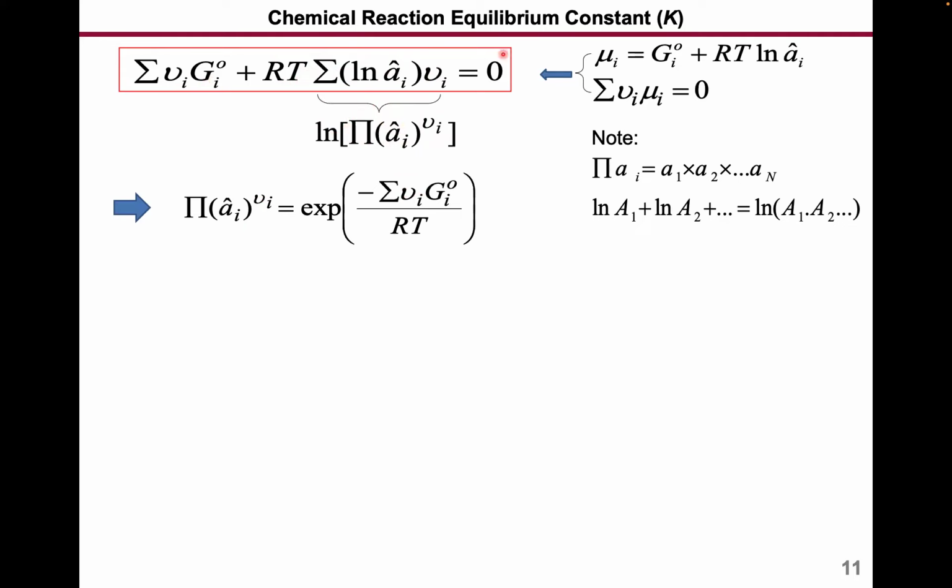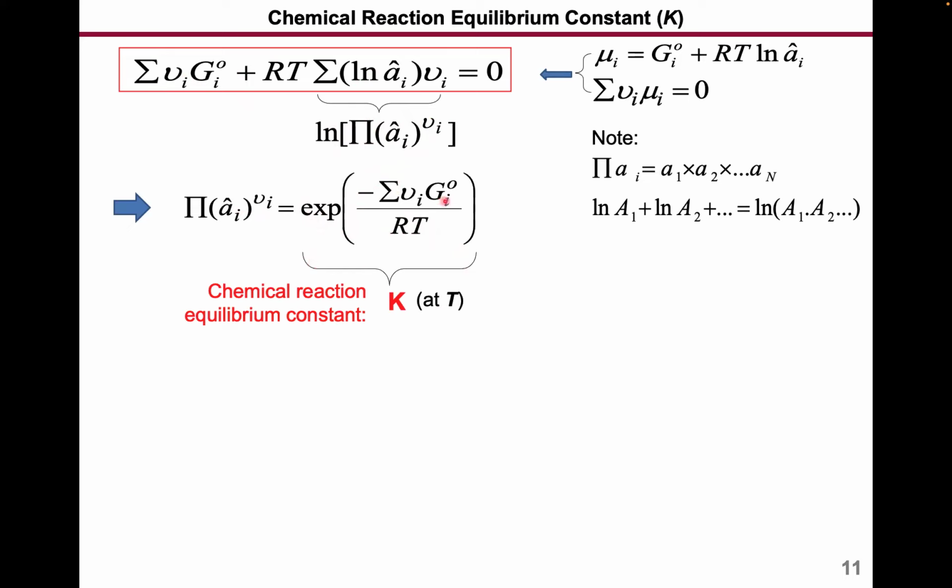So you move this to the other side. So you have a minus sign, and then you have RT. So you divide by RT on both sides. And then eventually you still have natural log in front, so you take the exponential. So in the end, this whole thing is going to be just equal to exponential of minus this guy divided by RT, okay?